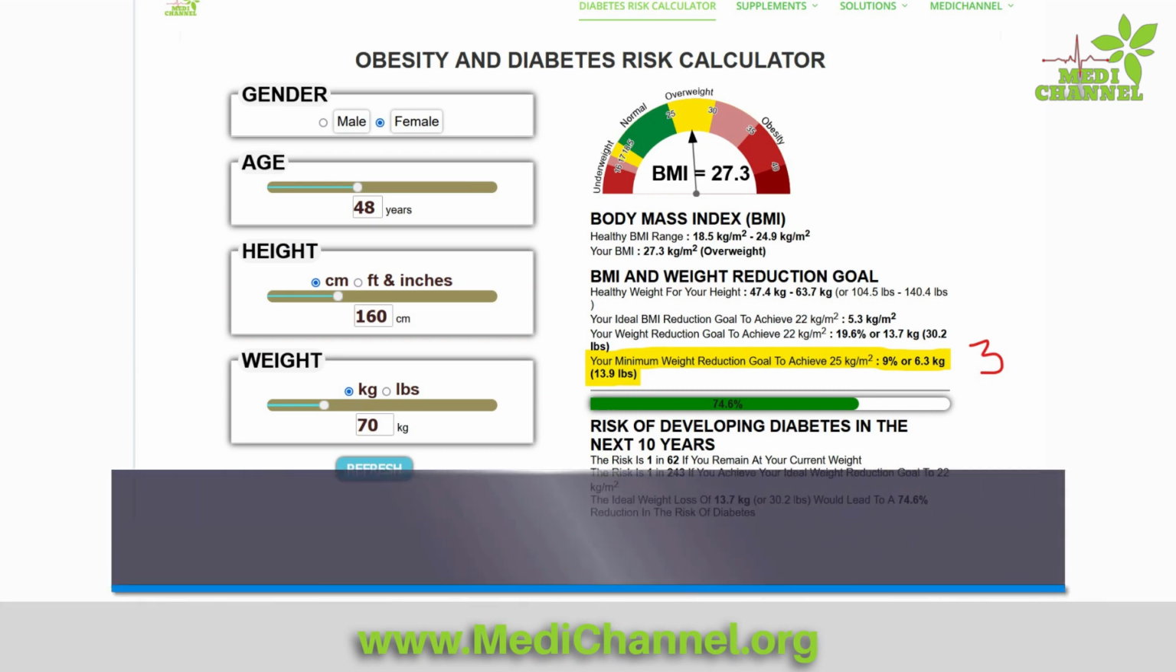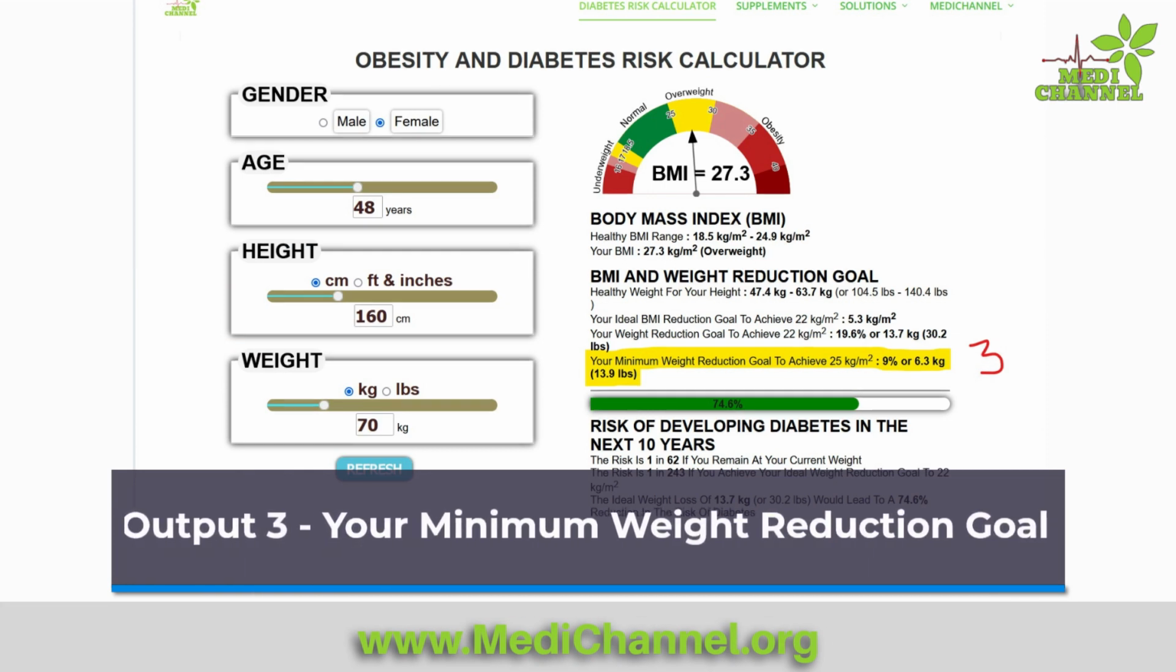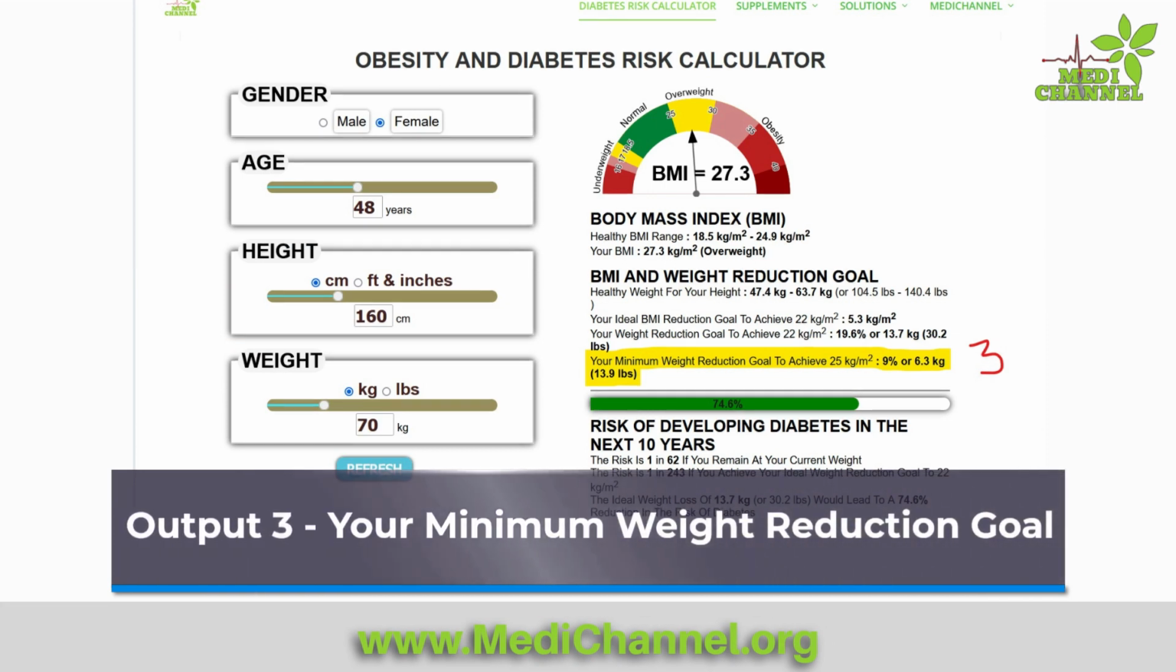Output 3, your minimum weight reduction goal. Here, you will find out the initial weight loss you should aim for to reduce your diabetes risk. In this example, your minimum weight reduction goal to achieve 25 kilograms per square meter is a 9% or 6.3 kilograms, or 13.9 pounds, reduction.